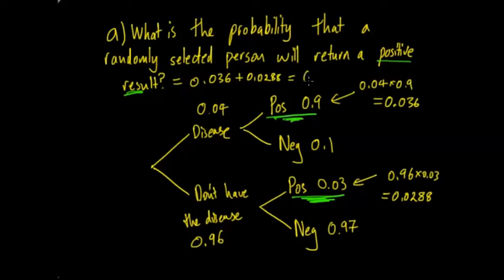So it would equal 6.48%, or 0.0648. Normally I would have done that before and done a bit more working, but I didn't want to go to a new page. So the chance that someone will return a positive result is 6.48%.